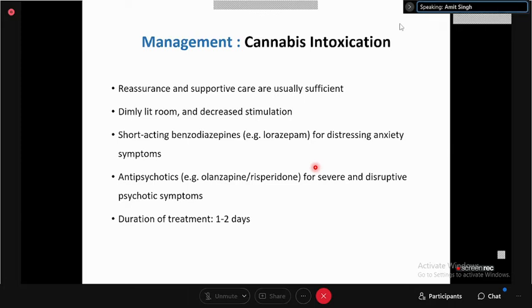In intoxication, when a person presents with distressing anxiety, they can be given short-acting benzodiazepines to relieve their anxiety. In cases where there are severe and disruptive psychotic symptoms, low-dose antipsychotics can also be given, like olanzapine, risperidone, or haloperidol. So they can be used to acutely manage the patient, but are not required to be given to the patients for the long term.